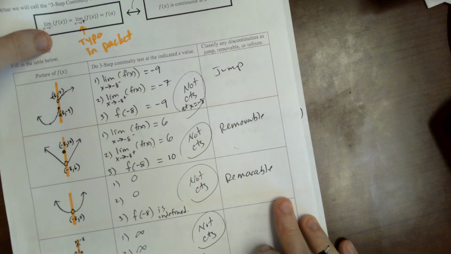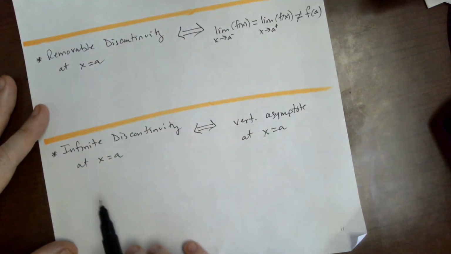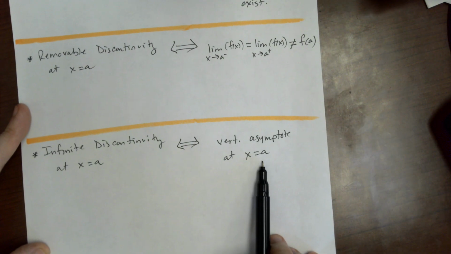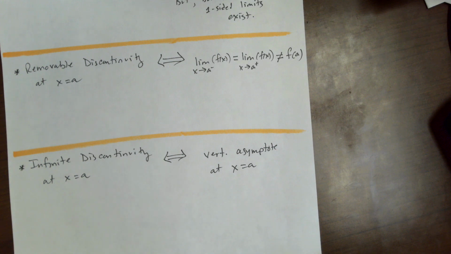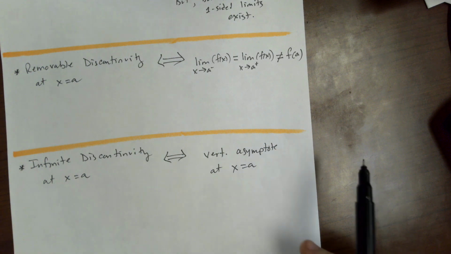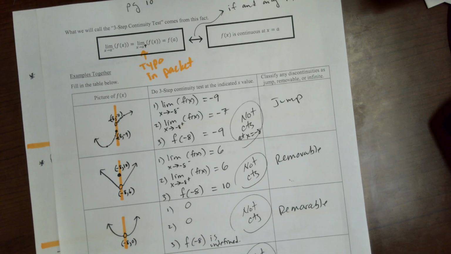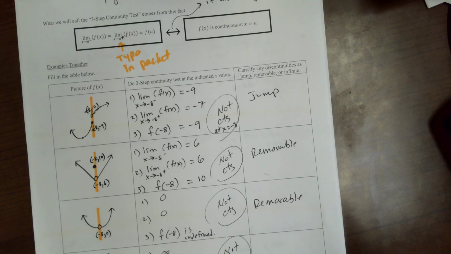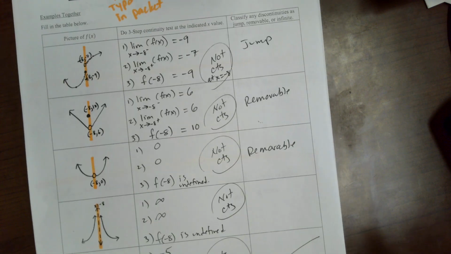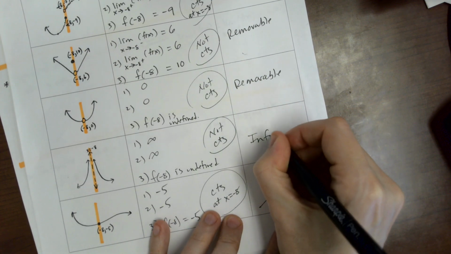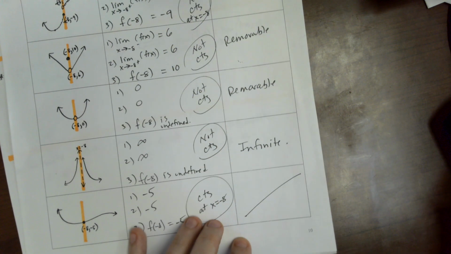All right, guys, and then an infinite discontinuity is going to be when you have a vertical asymptote. And that's going to happen when a limit is equal to infinity. As x approaches a wall, the y's shoot up to infinity. So this is infinite. Okay, there you go.